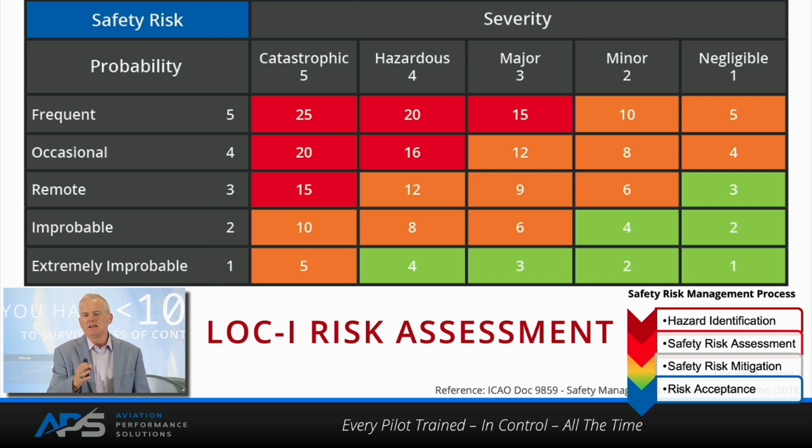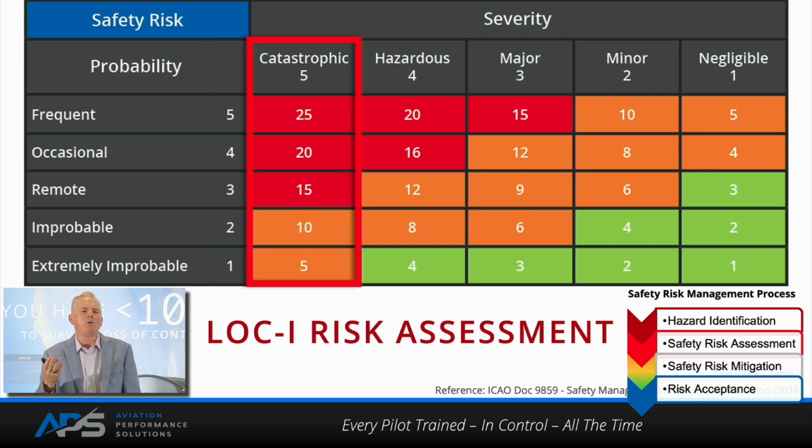So the escalating risk results in loss of control in flight. The loss of control in flight risk is assessed here based on the outcomes. As we look at it, where does loss of control in flight live on severity? Well, it's almost always fatal and/or catastrophic, so it clearly lives in the catastrophic column. The real question is, where does it live on the probability side?